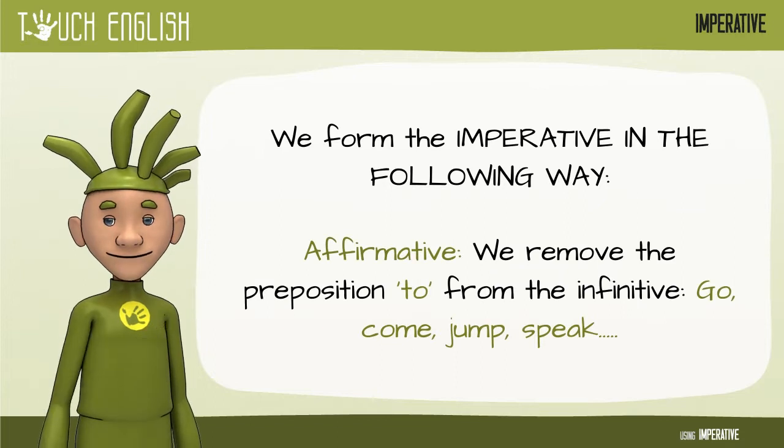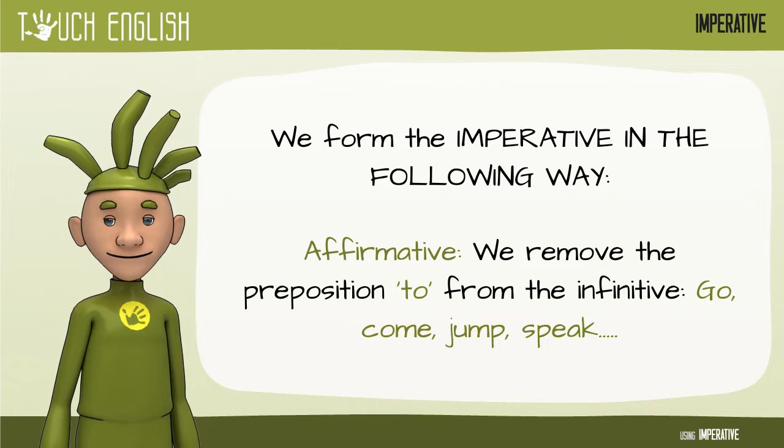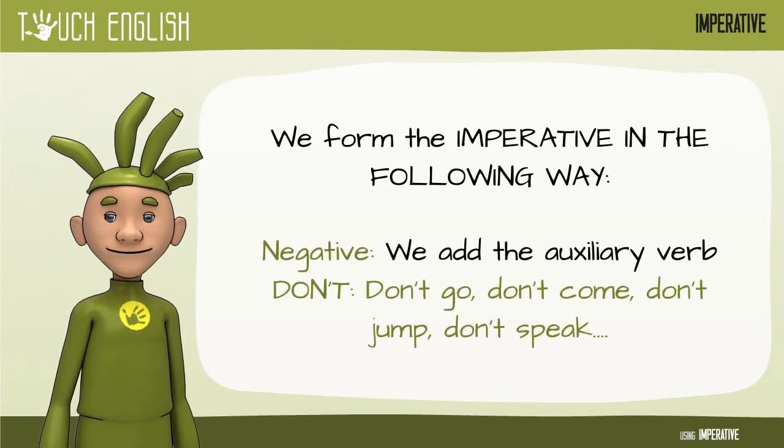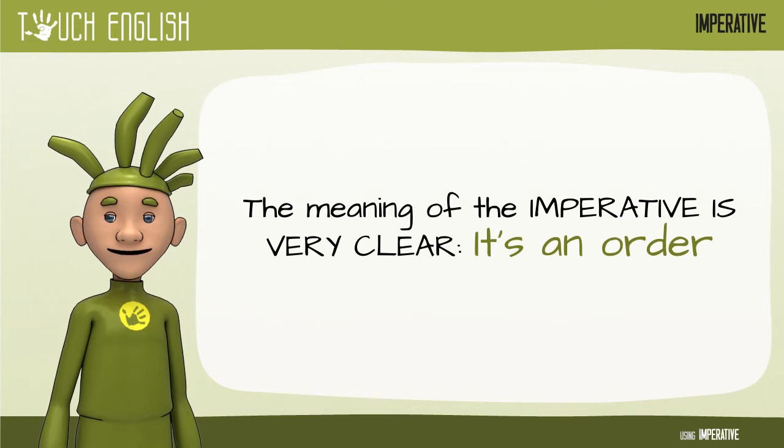Affirmative. We remove the preposition to from the infinitive. Go, come, jump, speak. Negative. We add the auxiliary verb don't. Don't go. Don't come. Don't jump. Don't speak. The meaning of the imperative is very clear.